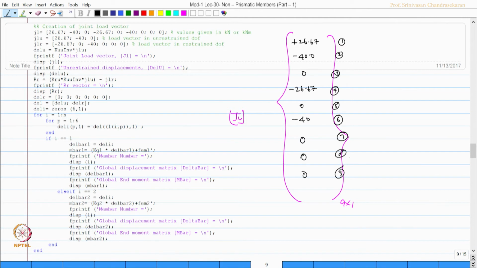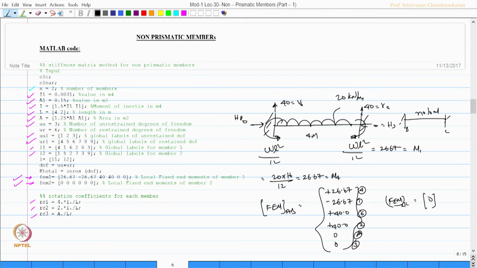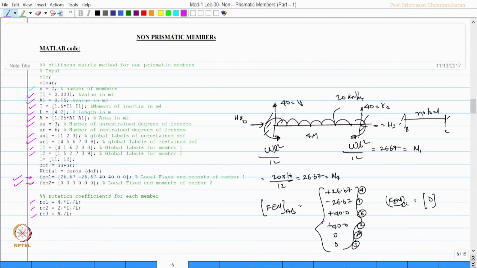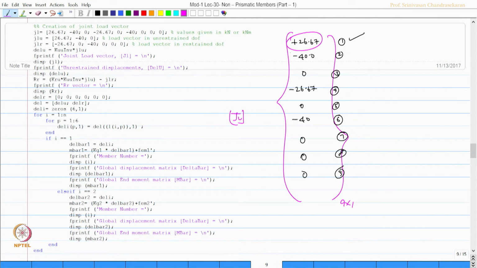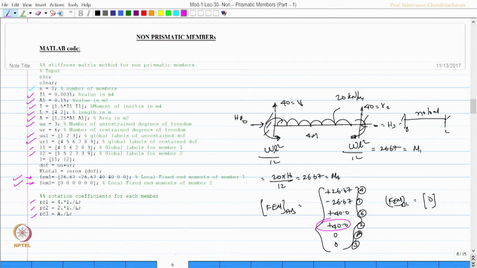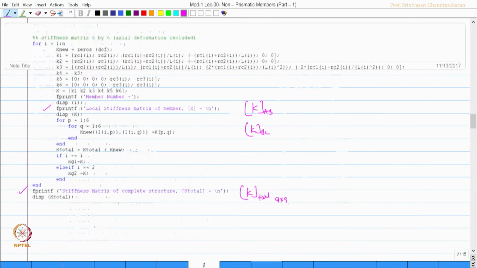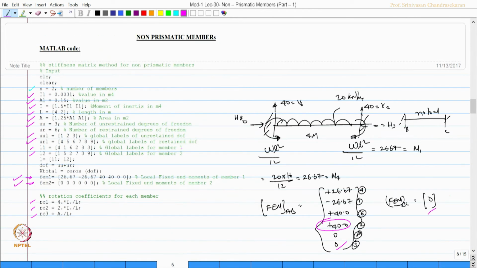You can check that. For example, in label 1 the fixed end moment was minus 26.67. So, here it becomes plus 26.67. Similarly, label 2, for label 2 it was plus 40, here it is minus 40. So, joint load vector is a reversal of fixed end moments. At 3 it was 0, okay. At 4 it was plus, so at 4 it is minus, at 5 it is 0, okay.